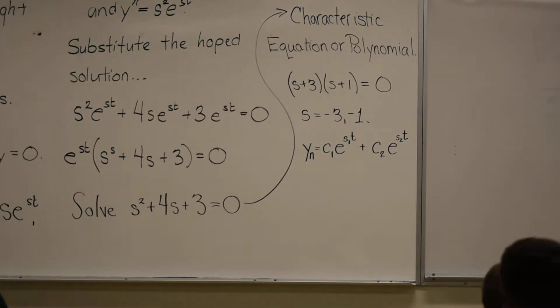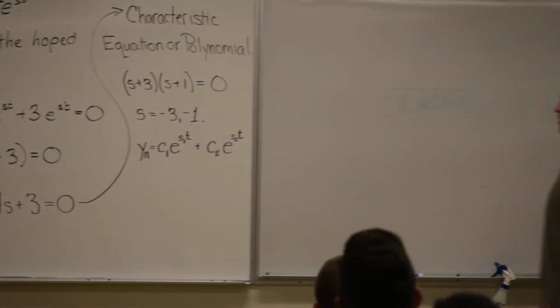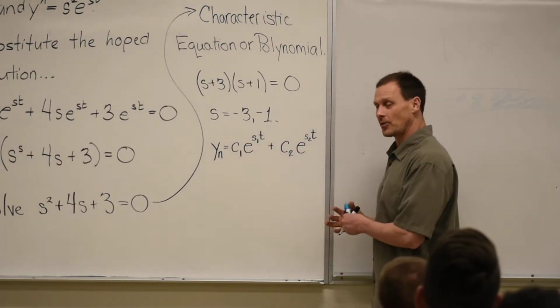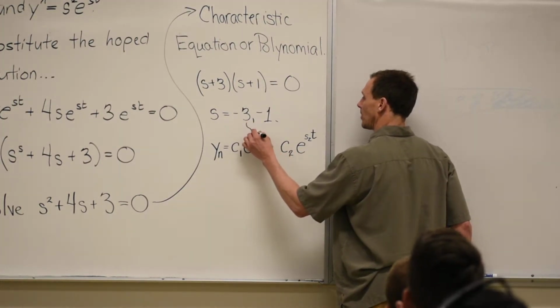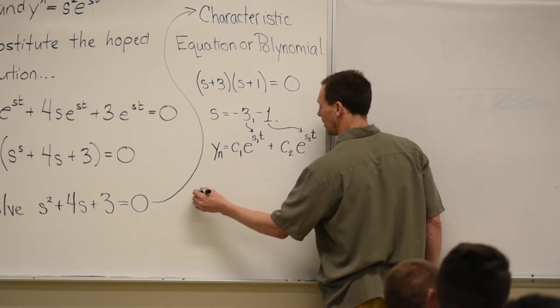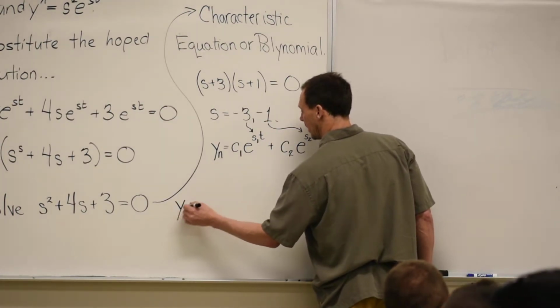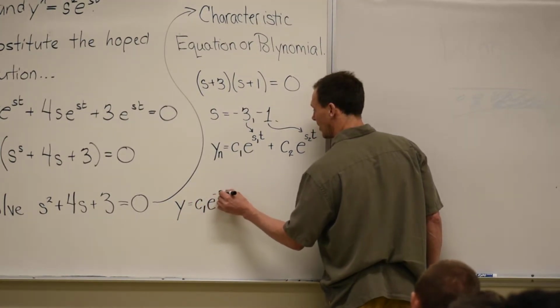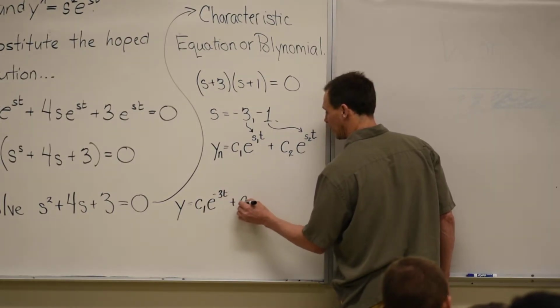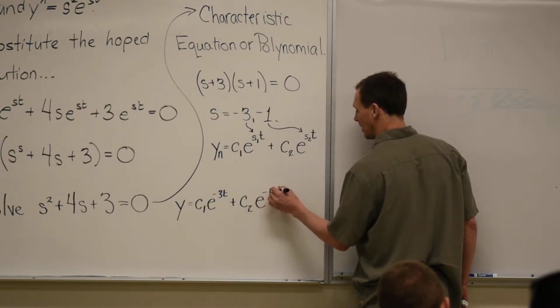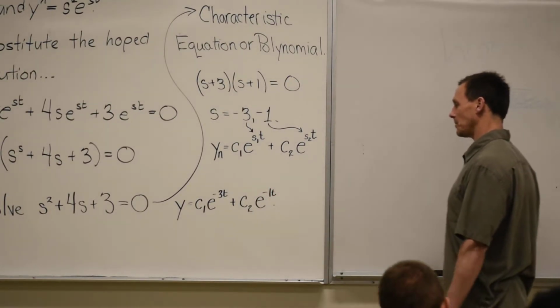How do you know if those are solutions? Yeah, you can plug them in, one at a time. But let's write these. Let's let our s1 be the minus 3, and s2 be the minus 1. So we can say we have y equals C1 e to the minus 3t plus C2 e to the minus 1t. That would be our solution.